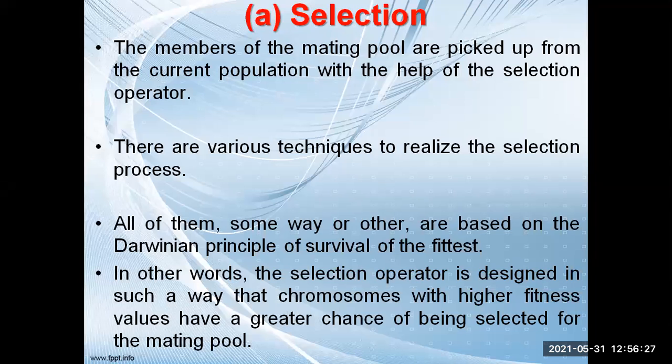So there are various techniques to realize the selection process. Okay, now here first, the members of the mating pool are picked up from the current population with the help of the selection operator. So there will be a mating pool. That means for the next generation, we have to pick up the mating pool from the population. So you have generated a set of population, let us say maybe 10, maybe 20, maybe 30 or 40, depending upon that.